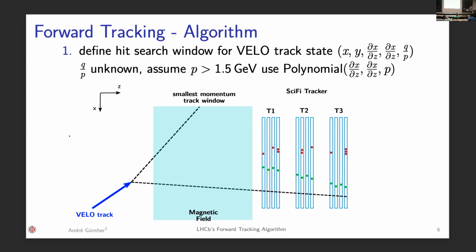So we can open a search window that depends on the state of the straight line that comes from the vertex. This state is essentially just the position x, y, the slopes, and, in principle, the momentum that we don't know at this point. So we just assume the minimal momentum that we want to reconstruct. And then we get boundaries in the detector, and we simply look at all the hits that are within this window. As you can imagine, 1.5 GeV is not a lot, so these windows tend to be fairly large.